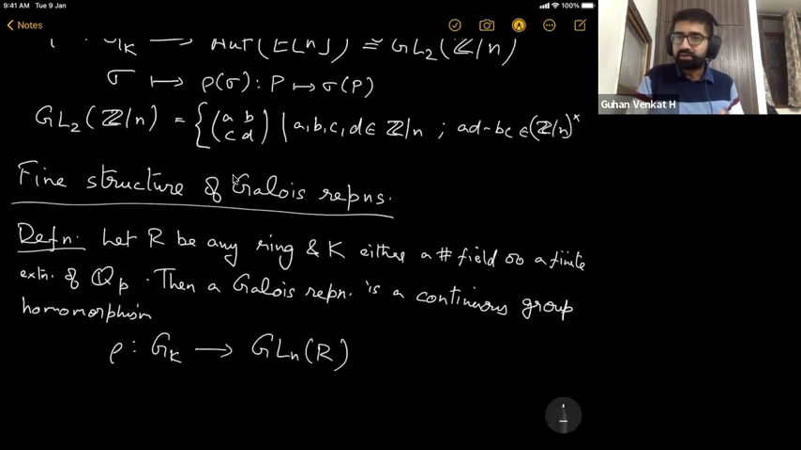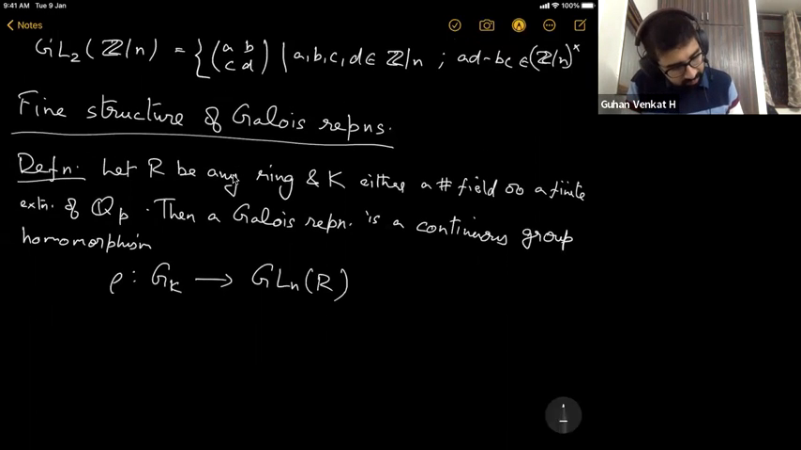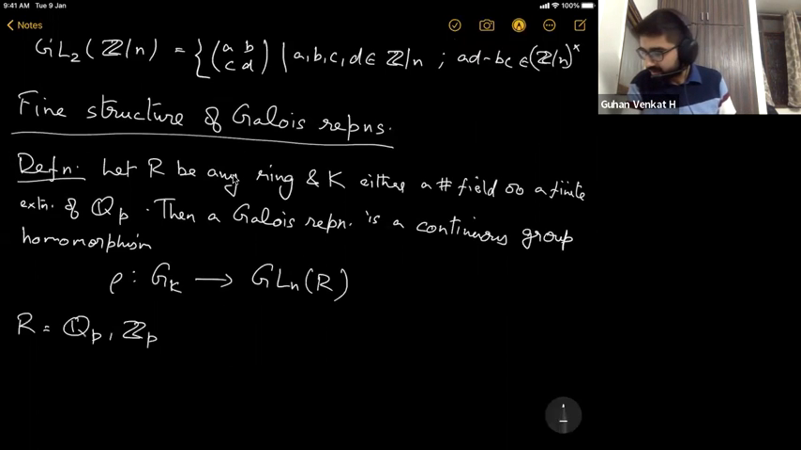The continuity needs some explanation. G_K is a topological group. Suppose R has a natural topology, then you give R^n the product topology, and then you think of GL_n as an open subset. Otherwise, you give R the discrete topology. And once you have two topological groups, you can make sense of continuous group homomorphisms. Of course, the interesting examples come in when R is either Qp or Zp. These have natural p-adic topology associated with them.